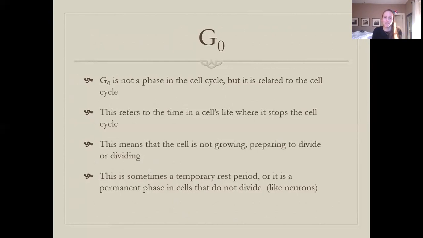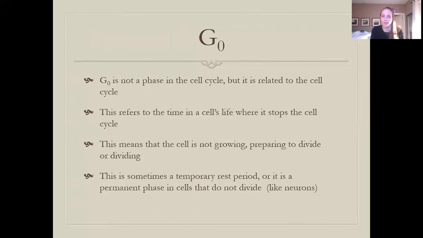The cells that enter G naught phase stop growing. They aren't preparing to divide. They're not planning on dividing. Sometimes this is just temporary and the cells will go back into the cell cycle afterwards. But many cells stay in G naught permanently after they finish going through their growth phases, and they won't ever divide. So a lot of neurons are like this.